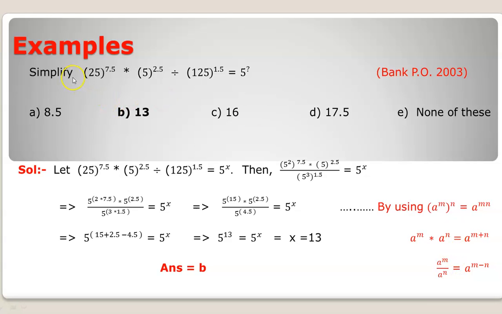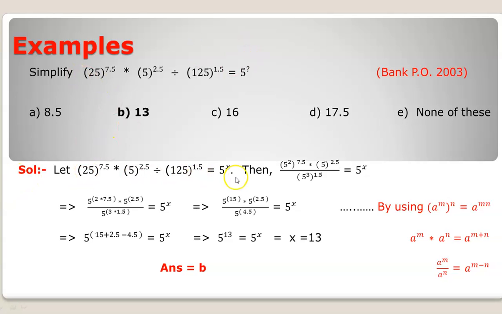So next, simplify 25 raised to the power 7.5 into 5 raised to 2.5 divided by 125 to the power 1.5, which is equal to 5 raised to what? Again, 5 options are given here. A is 8.5, B is 13, C is 16, D is 17.5 and E is none of these. So many operations are used here. Let us see the solution.